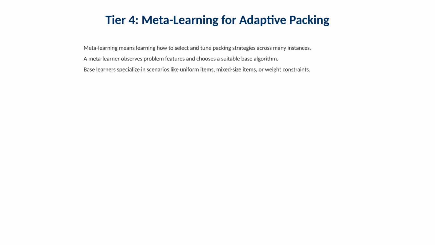Tier 4 uses meta-learning, meaning the system learns how to choose and tune packing strategies across many different instances. A meta-learner observes features like item size distribution, bin geometry, and constraints, and selects a base algorithm that fits the scenario. This reduces the need for manual trial and error tuning.